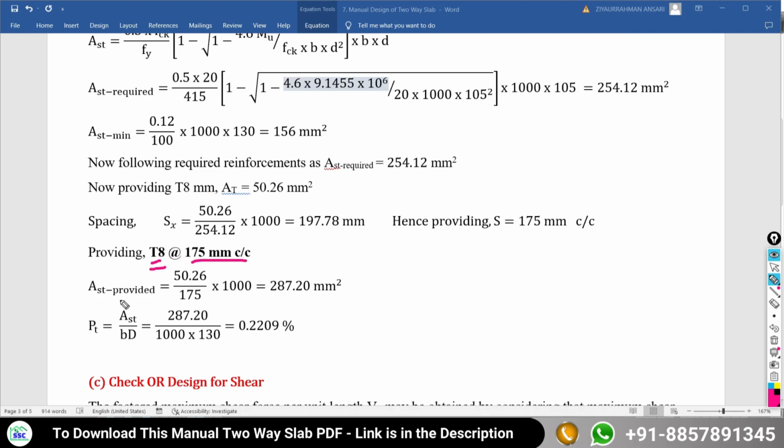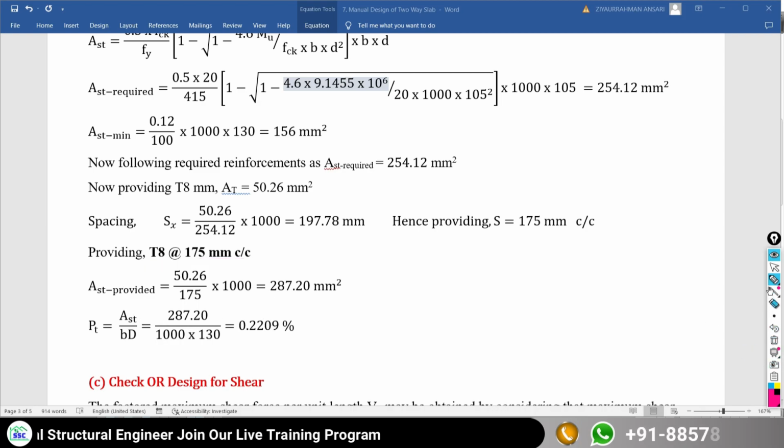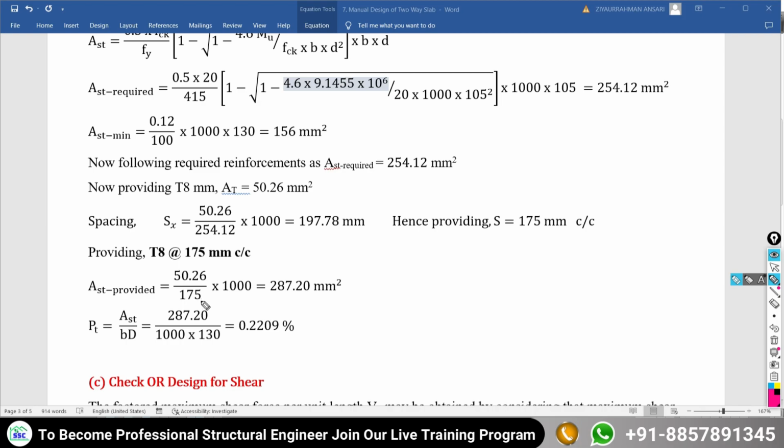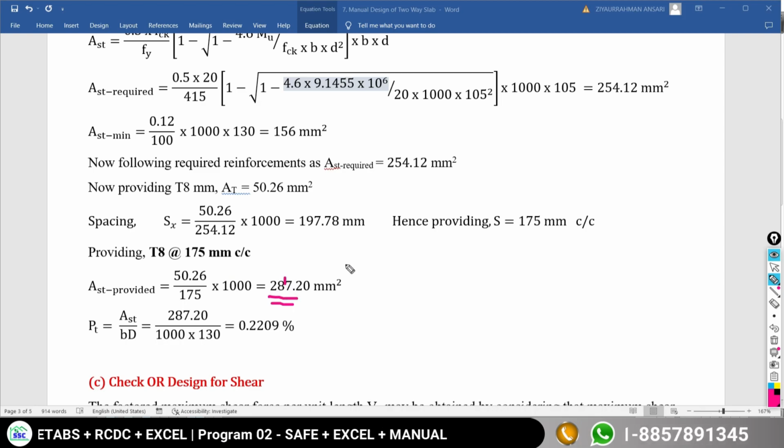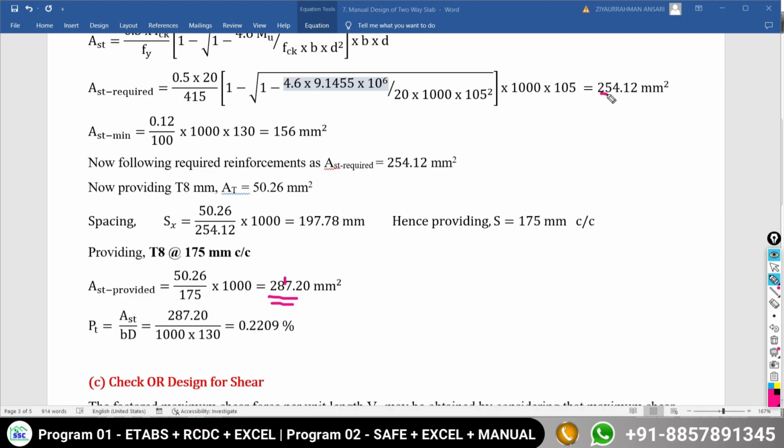Now finally, how much area of reinforcement is provided along the longer span? That is going to become 50.26 divided by the final spacing, multiplied by the considered width. So we are getting a total area of 287.2 mm² of reinforcement provided. The requirement was what? 254 only.